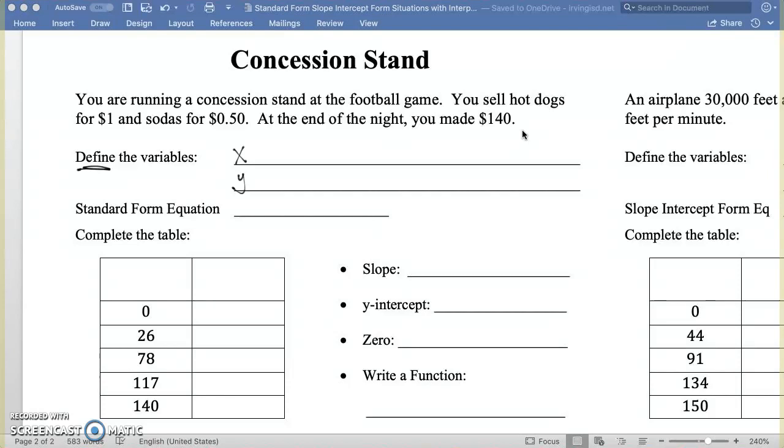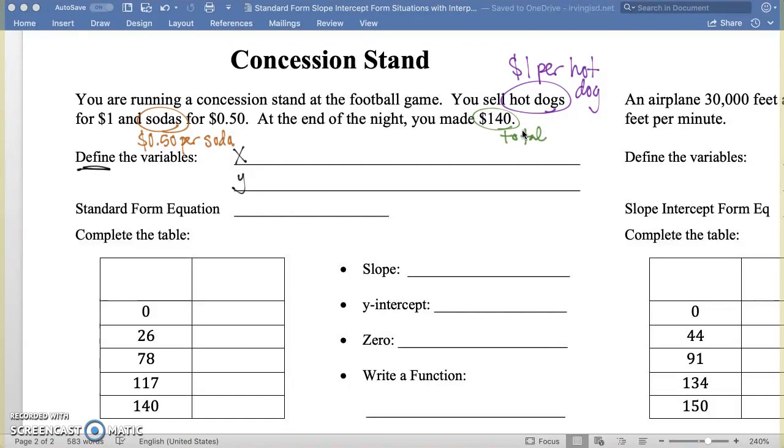So in the problem, there are two rates. You may or may not know that those are rates, but we're selling hot dogs and the price of each hot dog is $1. So it was $1 per hot dog. And then we are also selling sodas, and each soda is 50 cents. And at the end of the night, we're told that we made $140. So this is our total.